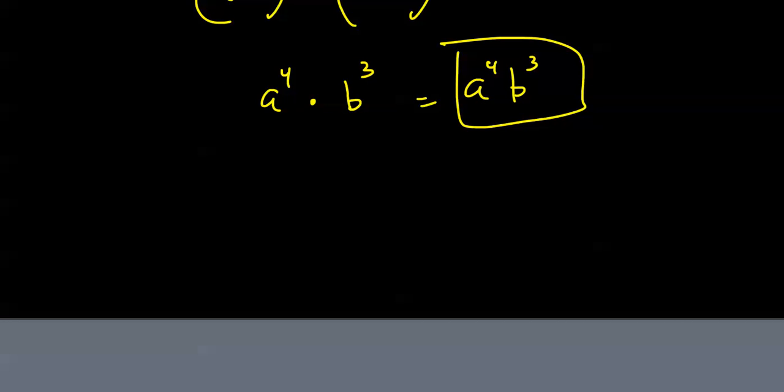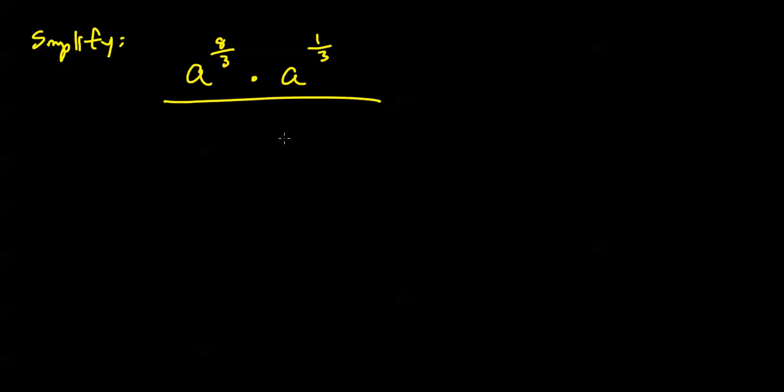Alright, let me get a fresh screen. I think it's going to be our last screen of the day. I think there's 2 more examples I want to do. Simplify the following rational exponent expression: a to the 8/3 power times a to the 1/3 power, all divided by a squared.